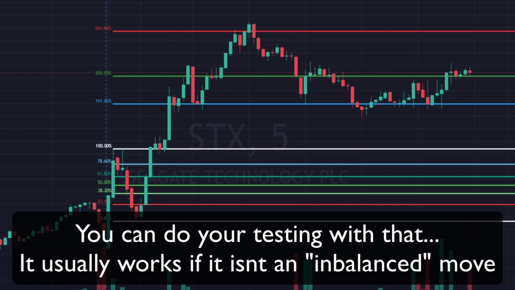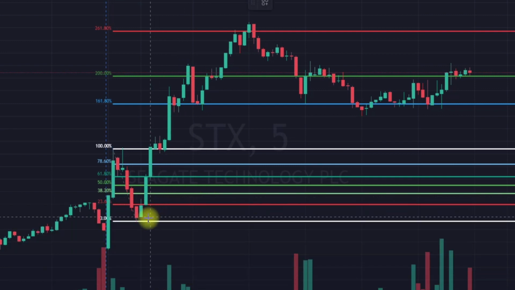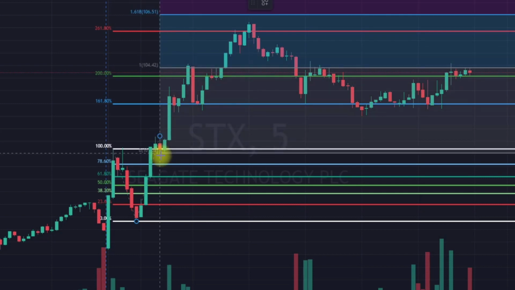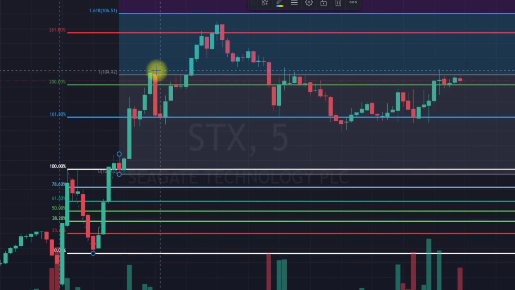Sometimes it does work, but typically I like the second move. So here to here is the second move. And then we'll take it to the low of that, which is very small. And that gave us this level right here, which it perfectly came and hit.